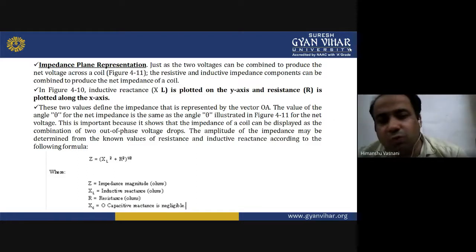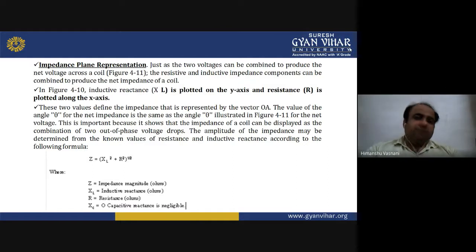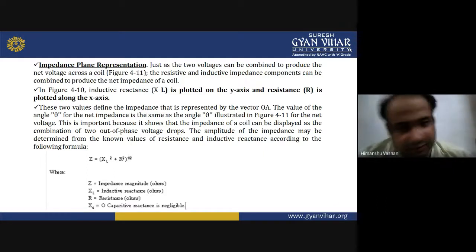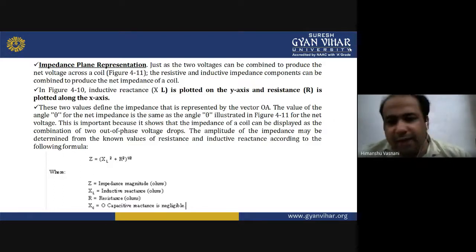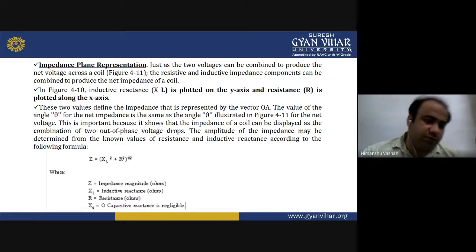Now these two values define the impedance that is represented by the vector OA, and the value of the angle theta for the net impedance is the same as the angle theta that is shown in the figure for the net voltage. This is important because it shows that the impedance of a coil can be displayed as the combination of out of phase voltage drops.